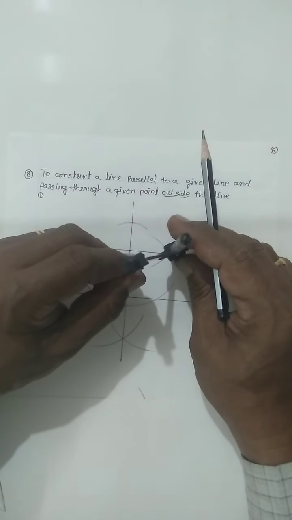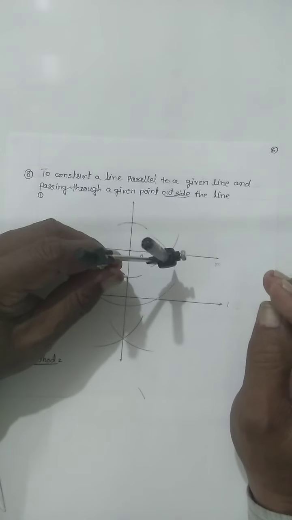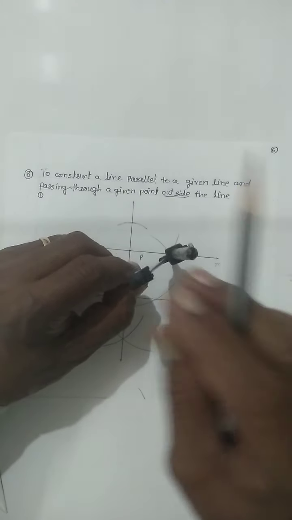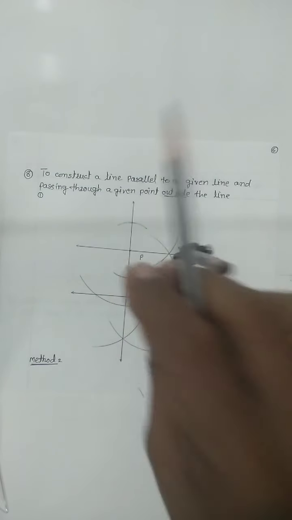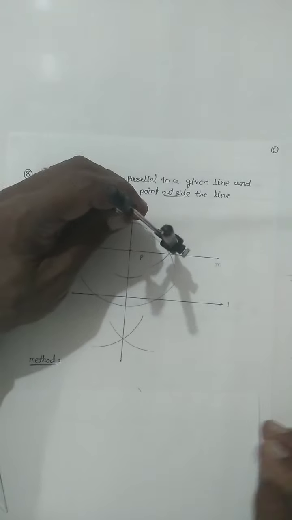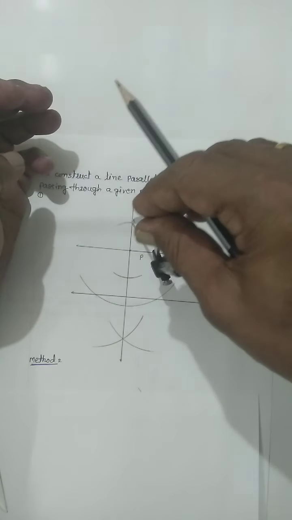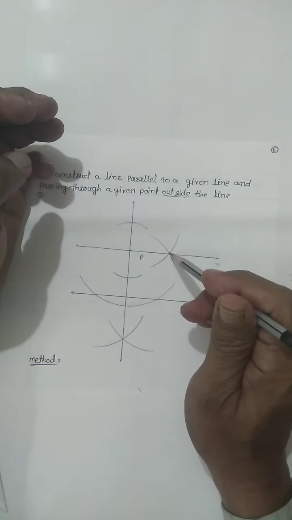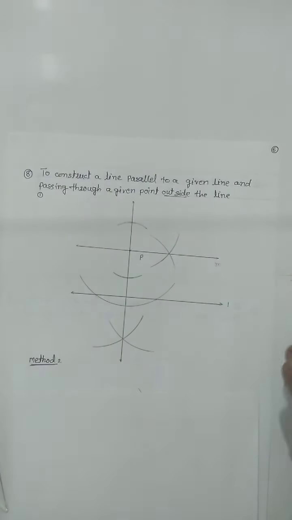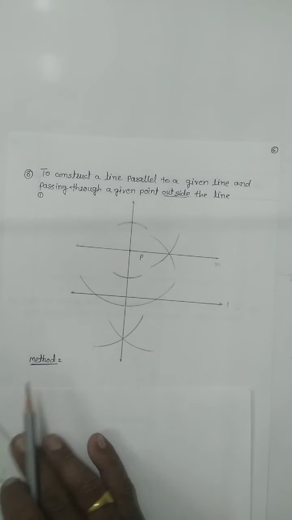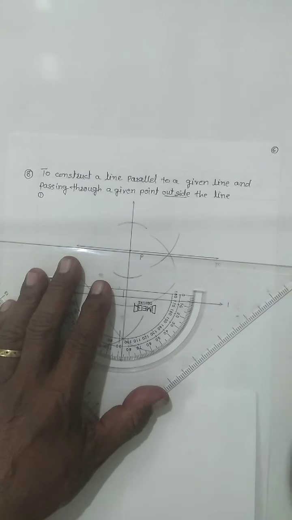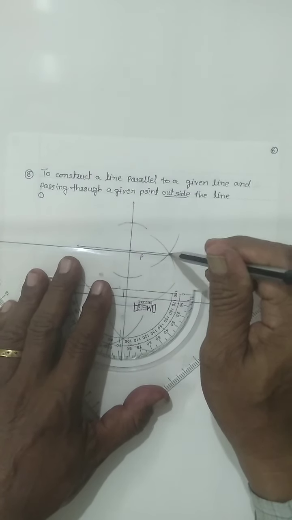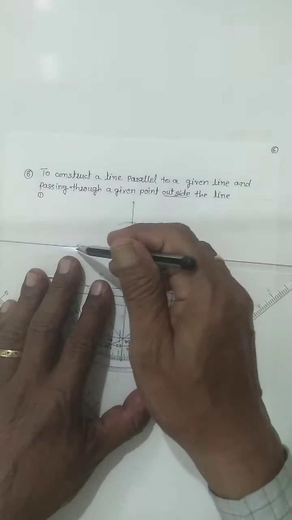Now we take more than half of the distance. In this way, see, more than half. Then draw one of the arcs, keep this distance as it is. Then draw the second arc again. Now these arcs intersect at this point. Then draw the line which starts from the point P, passing through the point P and also passing through the point of intersection of the 2 arcs.